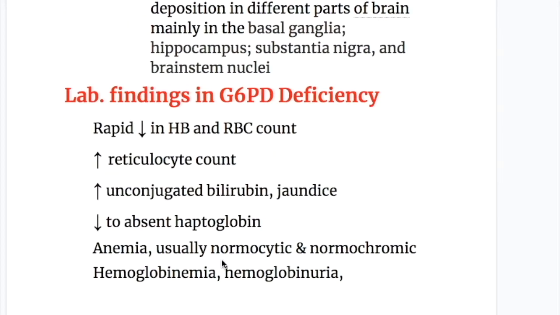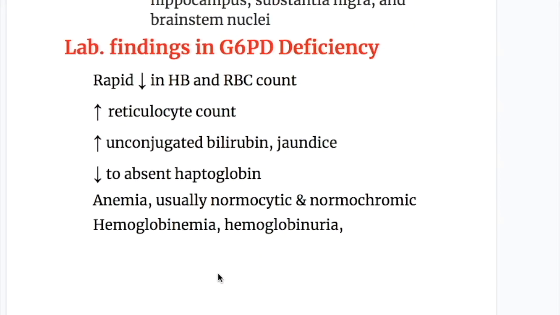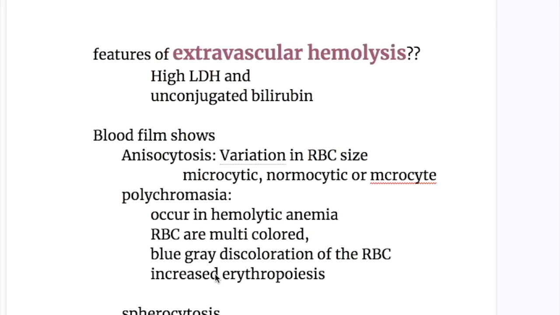So what are the lab findings in G6PD deficiency? There is a rapid decrease in hemoglobin and RBC count, increased reticulocyte count, and increased unconjugated bilirubin leading to jaundice. There is decreased to absent haptoglobin. Why decreased to absent haptoglobin? Because hemoglobin in the blood combines with haptoglobin. Anemia is usually normocytic, normochromic, with hemoglobinemia and hemoglobinuria. What are the features of extravascular hemolysis in G6PD? The extravascular hemolytic features are high LDH and unconjugated bilirubin.